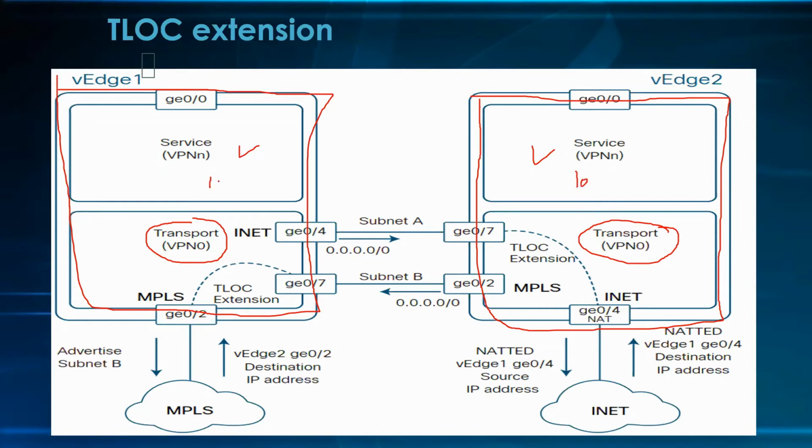Now, what I have here is that I am running MPLS on G0/2, where my physical MPLS is directly connected. And from here I am doing the TLOC extension. G0/7 is physically connected to G0/2 of the other device, and here I'm saying that G0/7 is a TLOC extension of G0/2. So this will extend G0/2, and this way it will reach here.